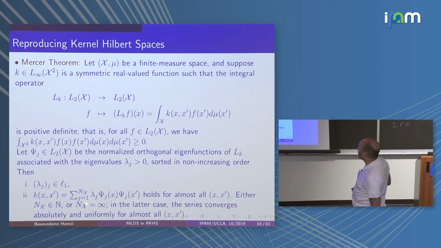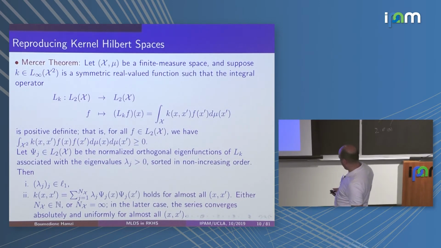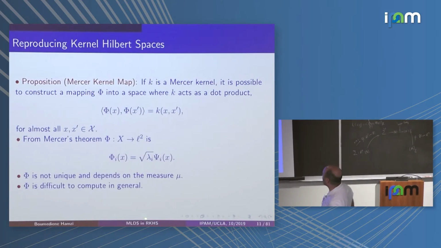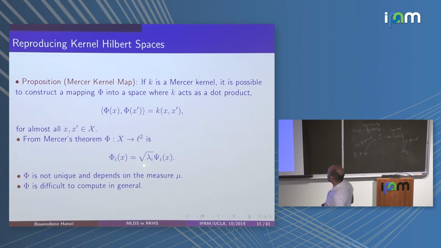So since lambda is positive, you can write it down as square root of lambda j psi j of x times square root of lambda j psi j of x prime. And so this will be similar to this decomposition here, phi x, phi y. And from there, we get the embedding, which is square root of lambda i psi i of x, where lambda i are eigenvalues of the integral operator, and psi i are the eigenfunctions.